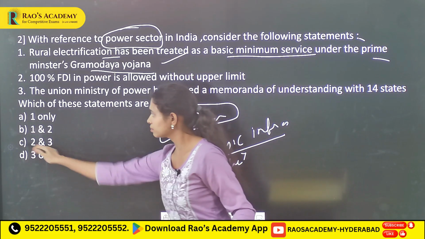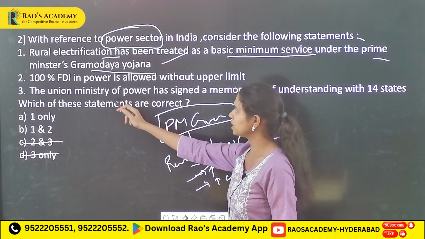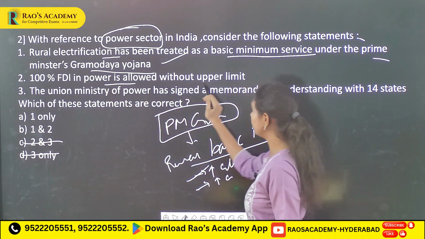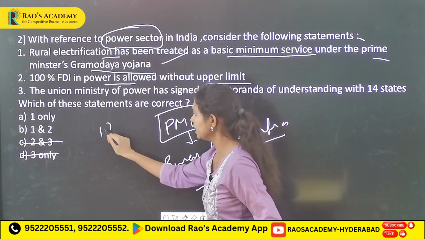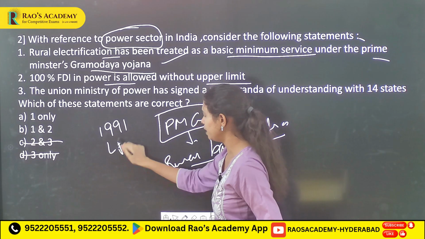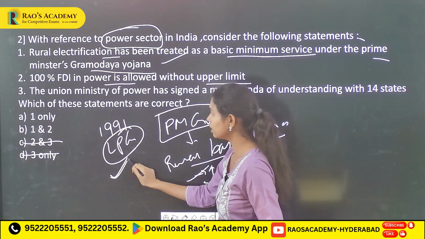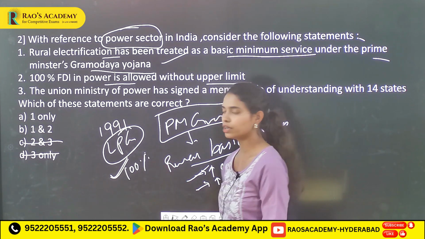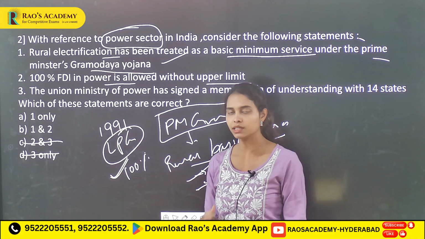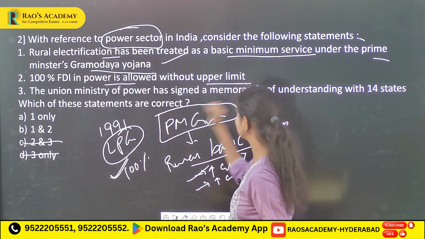Then if you strike these two, followed by 100% foreign direct investment in power is allowed without an upper limit. If you closely observe, in 1991, after the LPG reforms, the government allowed 100% foreign direct investment in order to attract foreign investment as well as technology for the improvement of the power sector. So the second one is also a correct statement.